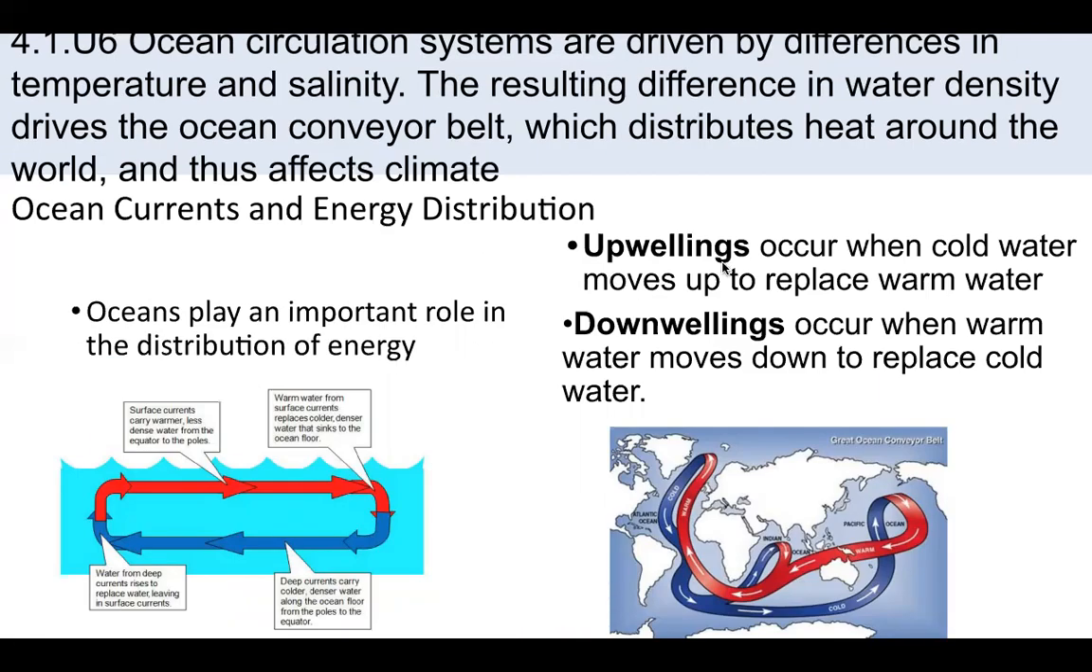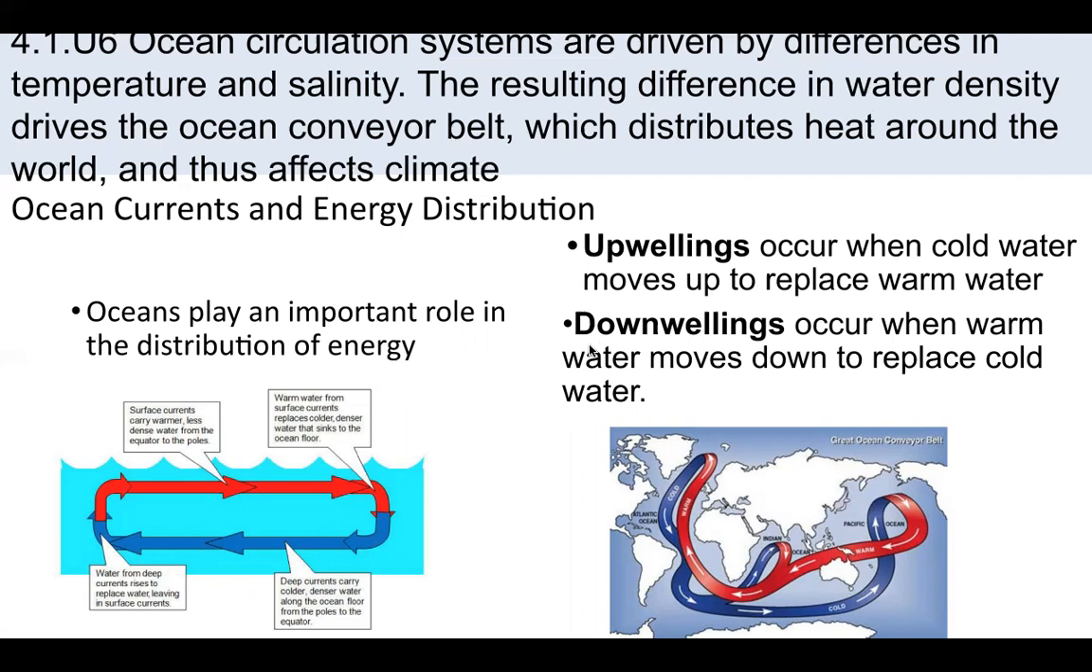Yep. So upwellings, we looked at those a little bit with the Galapagos. That's just where the cold water comes up, upwells to replace the warm water. That cold water often brings a lot of nutrients to the surface. So you'll usually have really good fisheries in those areas. And obviously lots of good fisheries here in the Western Pacific. Some of the biggest fisheries in the world out there.